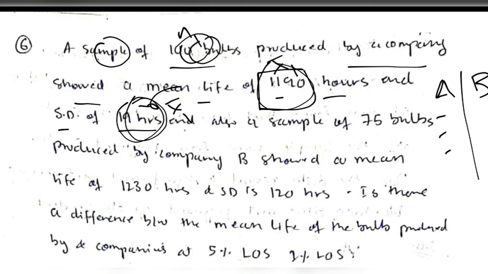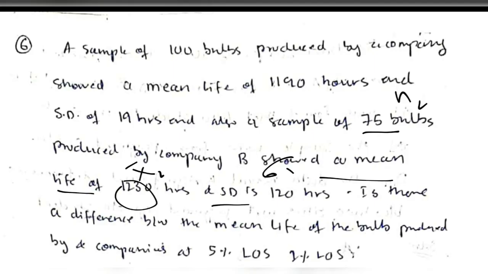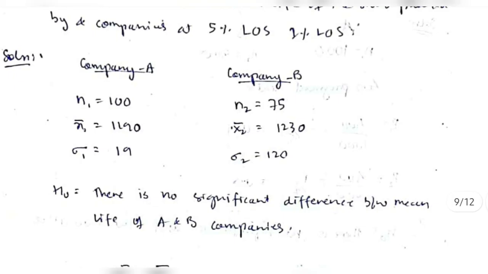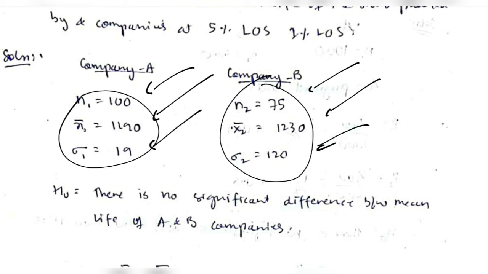And for the next company, which is company B, 75 bulbs means n2, produced by company B showed a mean life of 1230 hours. So this is x2 bar, and the standard deviation as sigma x2 bar. Okay, therefore we have the three values here for company B also, and by using these three values we will be finding the difference between the mean life of the bulbs produced by the companies at 5% and 1%. So company A's values: n1 is 100, for B it is 75, means 1190 and 1230, and standard deviations 19 and 120. We will be finding out the difference between these both.